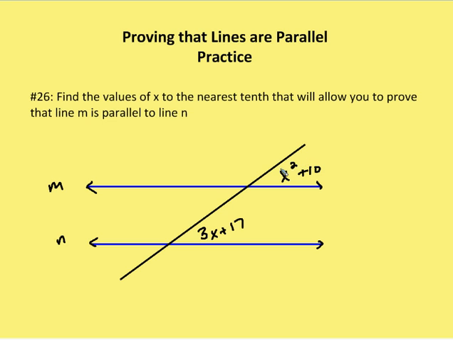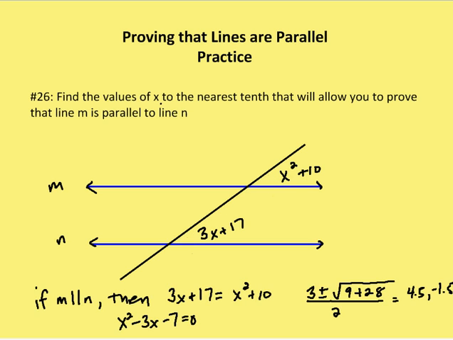So we recall that if we have two corresponding angles that are congruent, then it proves that the lines m and n are parallel. So what we're going to do is set x squared plus 10 equal to 3x plus 17, and find the values of x that make these two angles congruent.